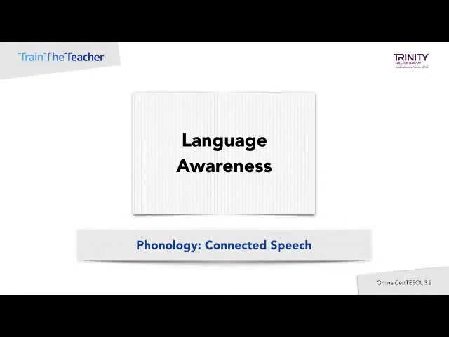Language awareness, phonology, connected speech. For this input, you'll be asked to do a couple of activities with a partner or group, so best that you are all together for this one, or at the very least, with your partner. We're going to look at what happens to sounds in normal speech and describe the changes that occur.